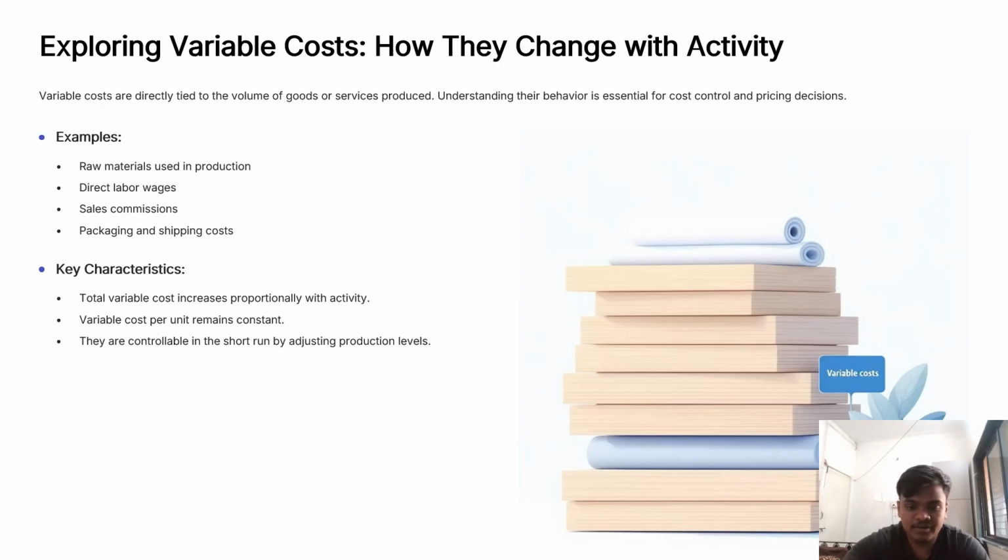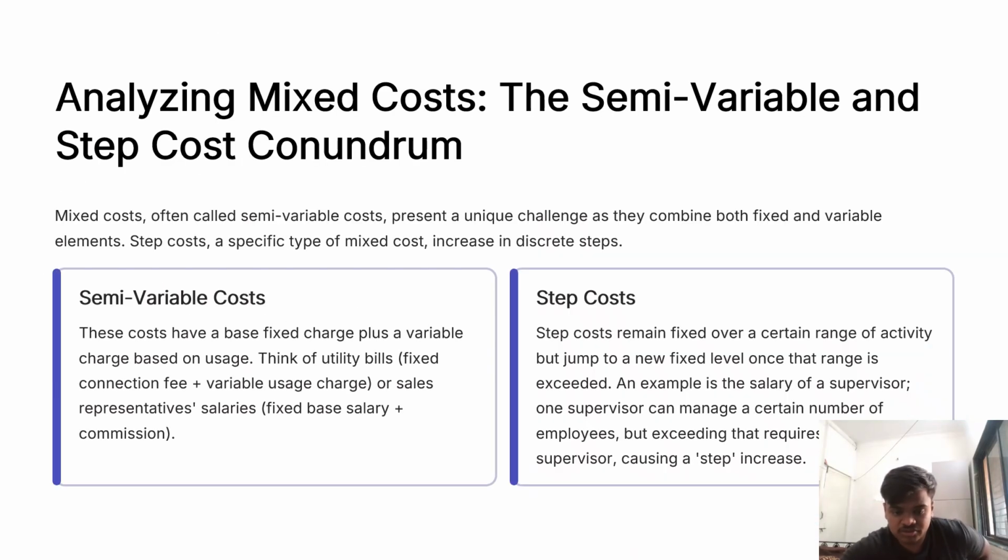Coming to the next slide, mixed cost. Mixed costs have both fixed and variable elements. For example, an electricity bill includes a fixed charge and a usage charge. Sales staff may earn a fixed salary plus commission. Step costs are the type of cost that remain constant up to a certain limit and then suddenly increase, like hiring an additional supervisor when the number of workers increases.